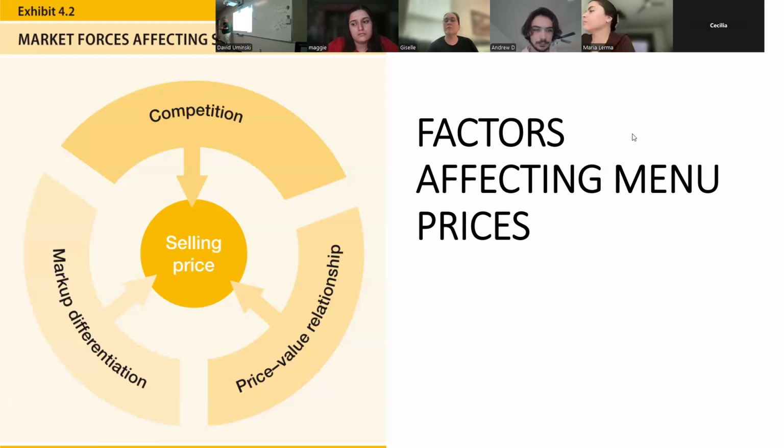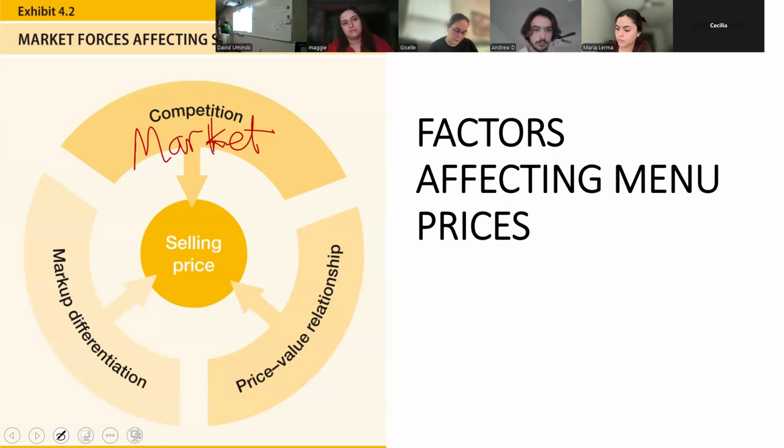The external side, things that we have no control over, things like competition. Or we also say our market. So what does the market allow us to charge? Well, the San Antonio market is probably very different from the New York City market. What we can sell items for in New York City, we probably can't get away with selling for in San Antonio, right? So the market itself will tell you what you can or cannot, and your competition will tell you.